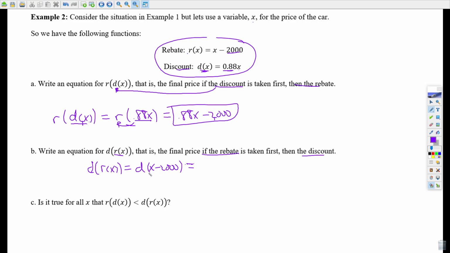And then we look at the D function, discount function, and we see it's 0.88x. So x minus 2,000 has to go into the 0.88x. We're taking this out, replacing with x minus 2,000. And since it's a multiplication here, we have to choose to use parentheses. So 0.88 times x minus 2,000, which you could then distribute if you wanted to. 0.88x. What's 0.88 times 2,000?